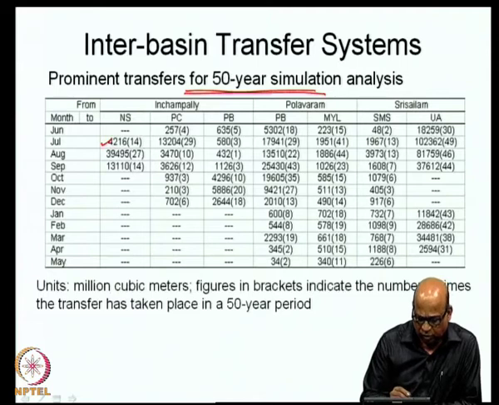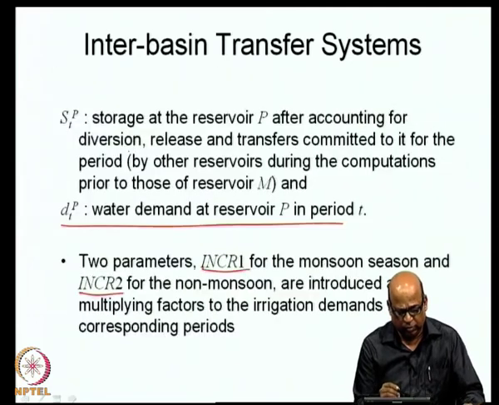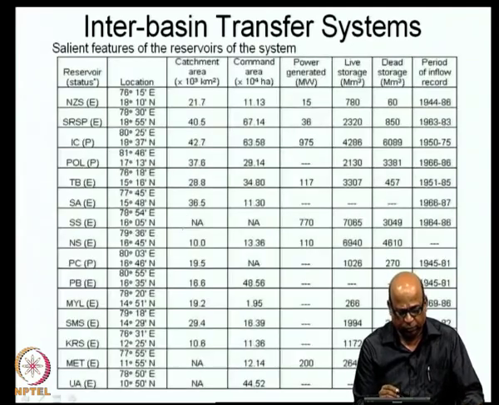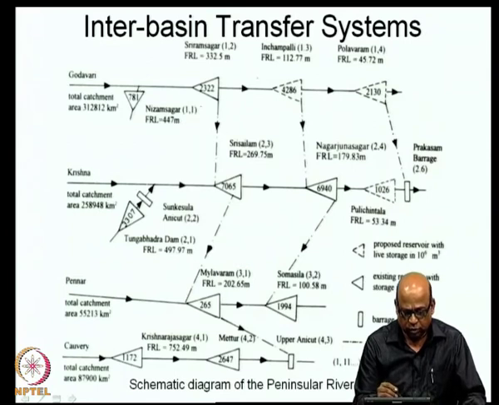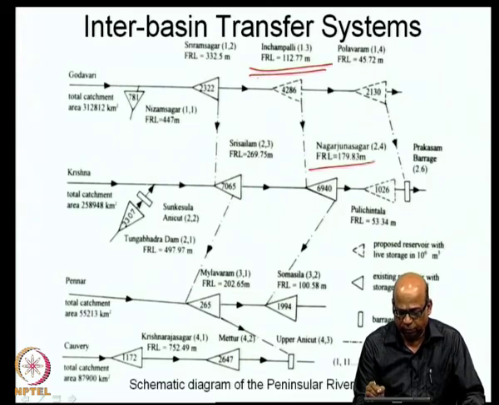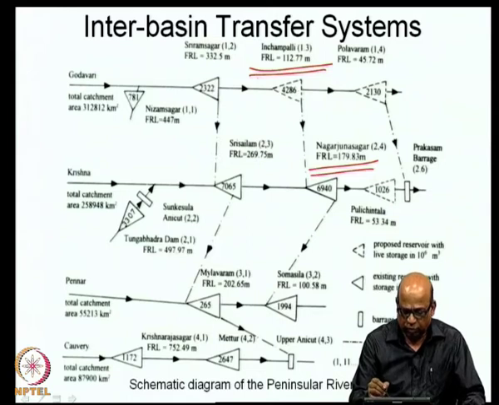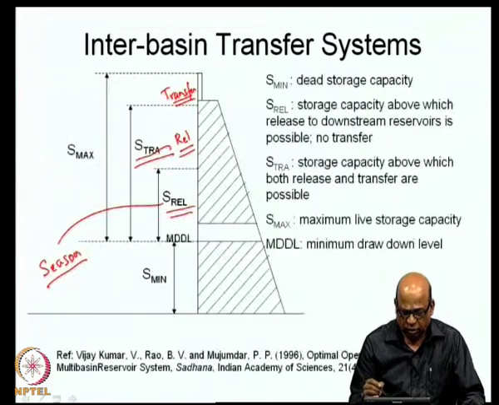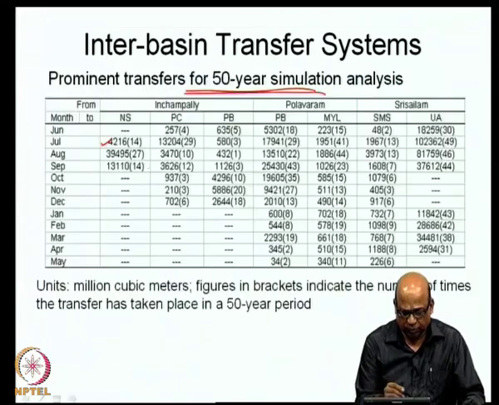So, the first figure here shows the transfer from Echampally to Nizam, that is NS is Nizam Sagar. So, that is the transfer that is possible from Echampally to Nagarjuna Sagar, I am sorry, from Echampally to Nagarjuna Sagar. So, this is the type of link that we have here. So, we can make the transfer from Echampally to Nagarjuna Sagar, and that is the type of transfer that we get from one point to another point.